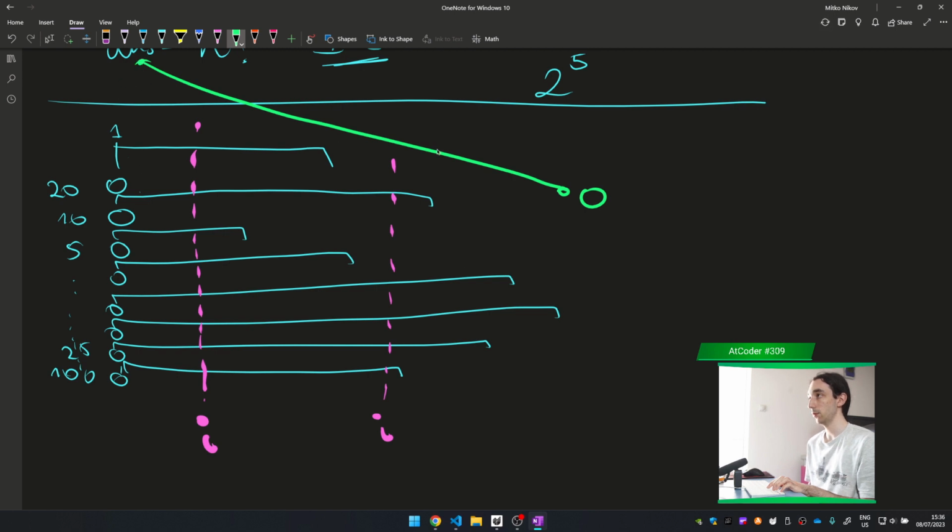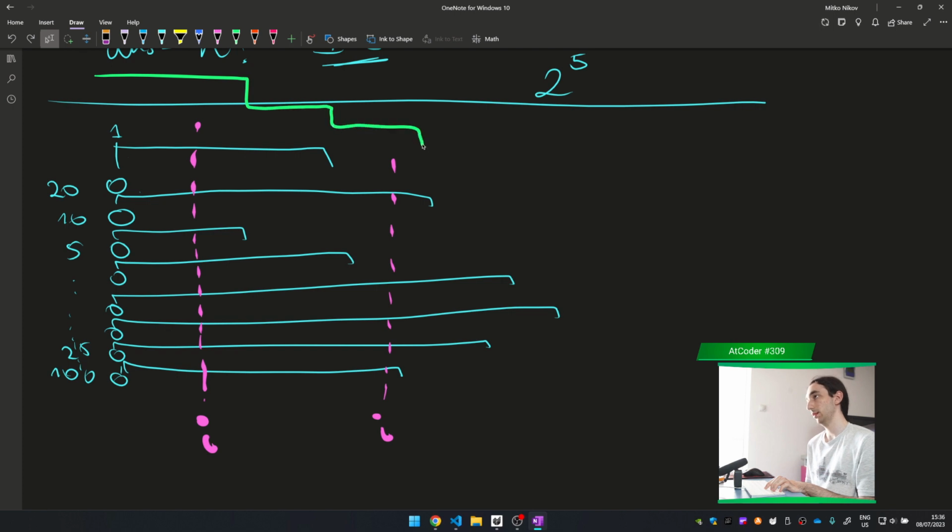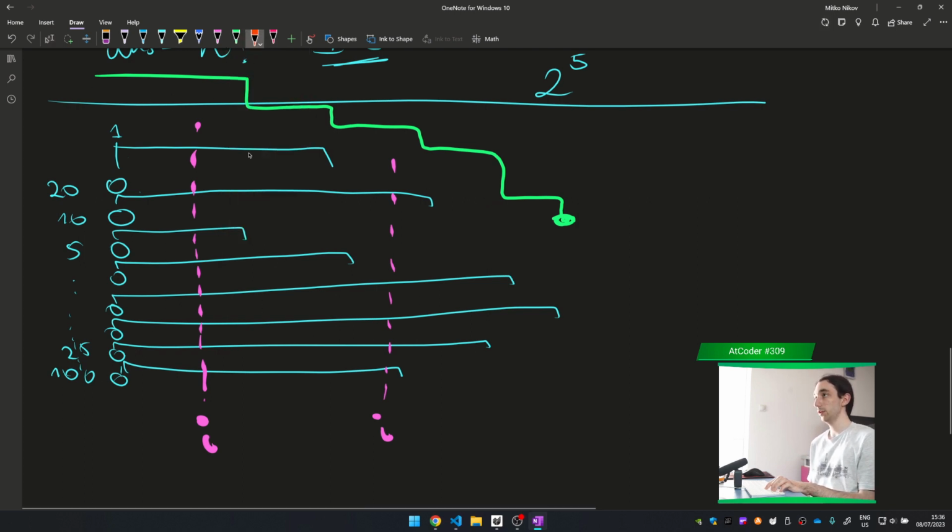This is a monotonic function. So this function looks something like this. So here, then lower, then lower, then lower, then lower, and then here it's like something like that. So this monotonic function only lowers, and if you have some monotonic function, you can binary search.